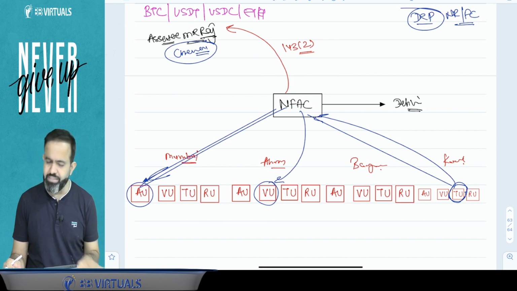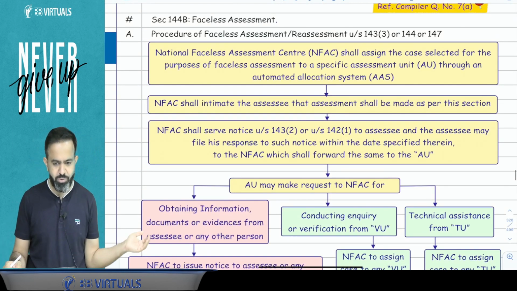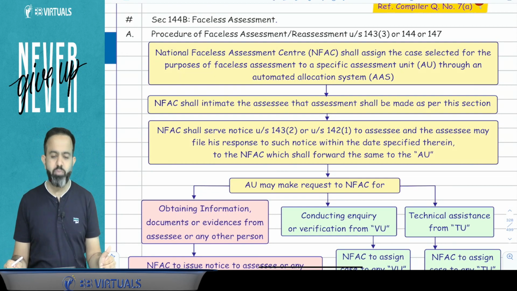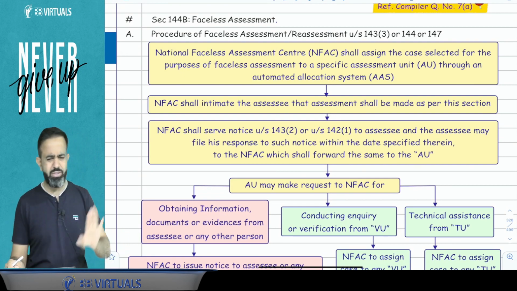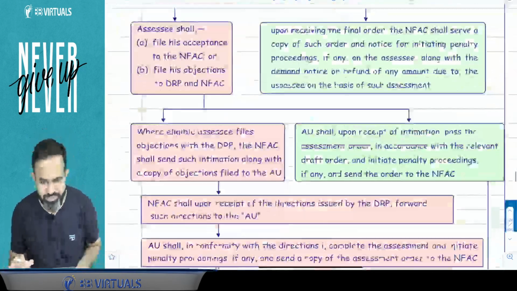You got my point or not? Yes, we will discuss it point by point. All people just focus here. If you have the compact, then it's okay. If you are a regular batch student, you may follow the second volume, but don't, because I have given it very nicely in chart format. So just focus here only.